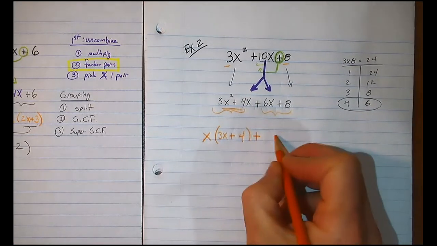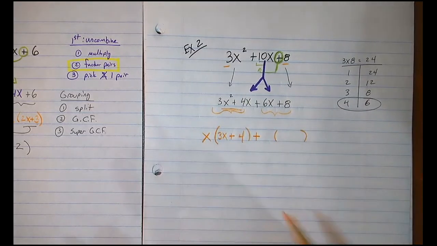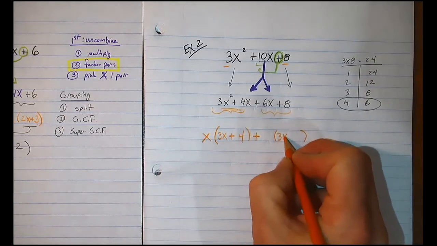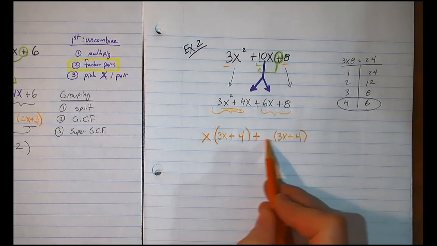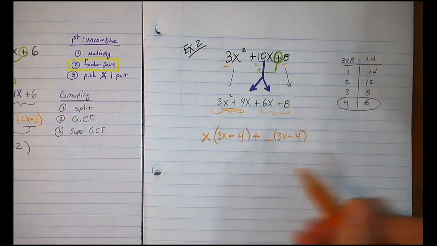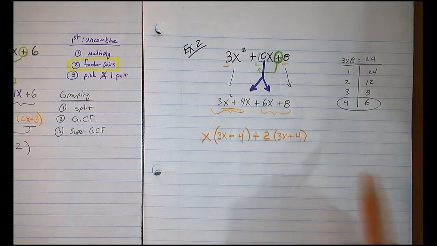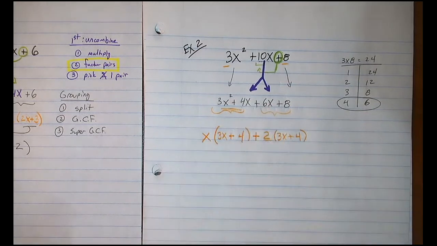Now I'm going to use the little trick that we talked about when we learned grouping. My parentheses have to match. So if this was a 3X plus 4, then this must also be a 3X plus 4. So what number went out in front here? Well, a positive 8 divided by a positive 4 is equal to 2. So this must have been a 2, and then I can check that. Does 2 times 3X equal 6X? Yes, it does. So that's the correct number to put there.